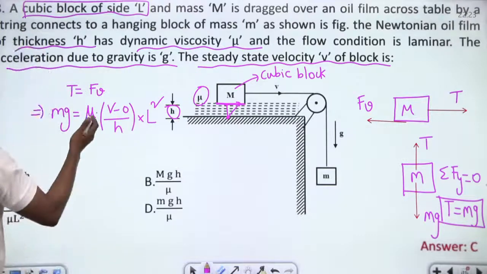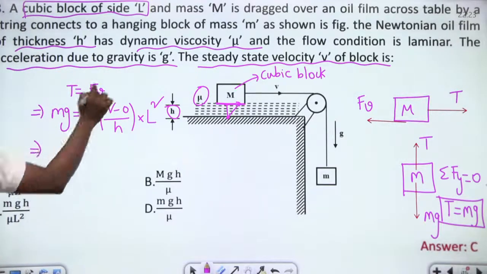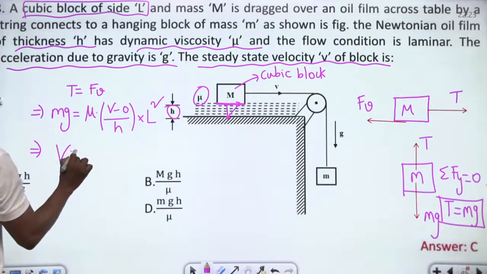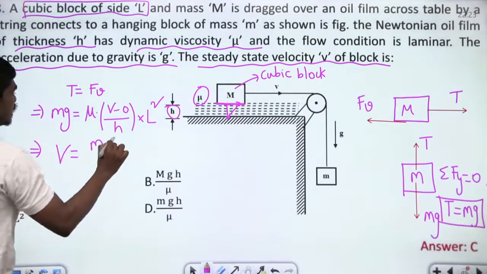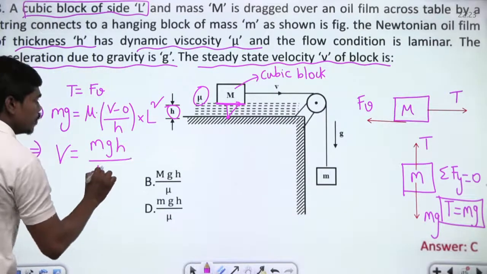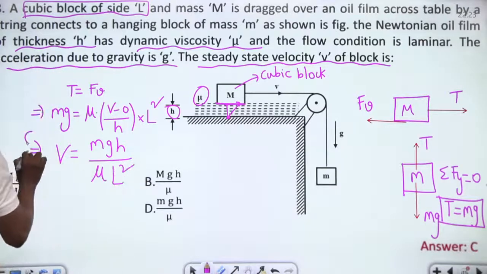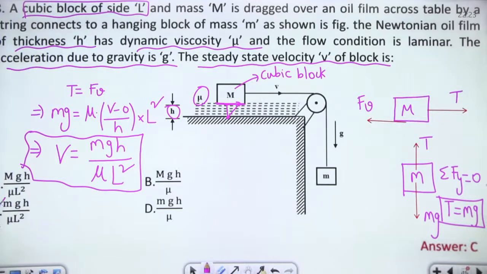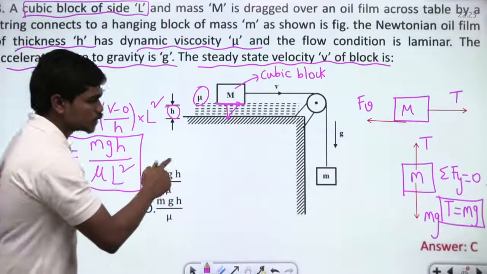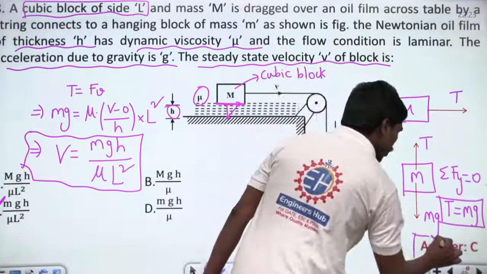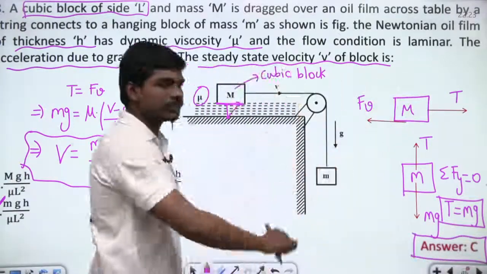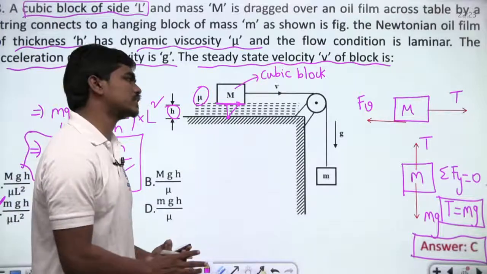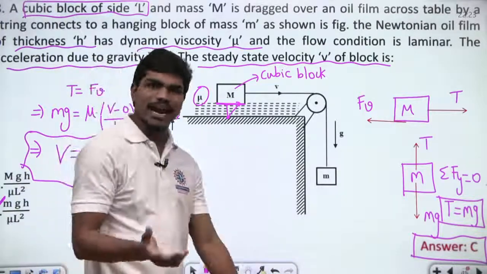So if you calculate the expression for v from this, because they are asking for the steady state velocity, v is equal to small m g h divided by mu L square. This is the formula for the steady state velocity. That's given in option C exactly: small m g h divided by mu L square, and you can see clearly here the answer is also C in the official GATE key. Is that clear to all of you? This is a very simple question. Of course, you need a little knowledge of mechanics. That's it.